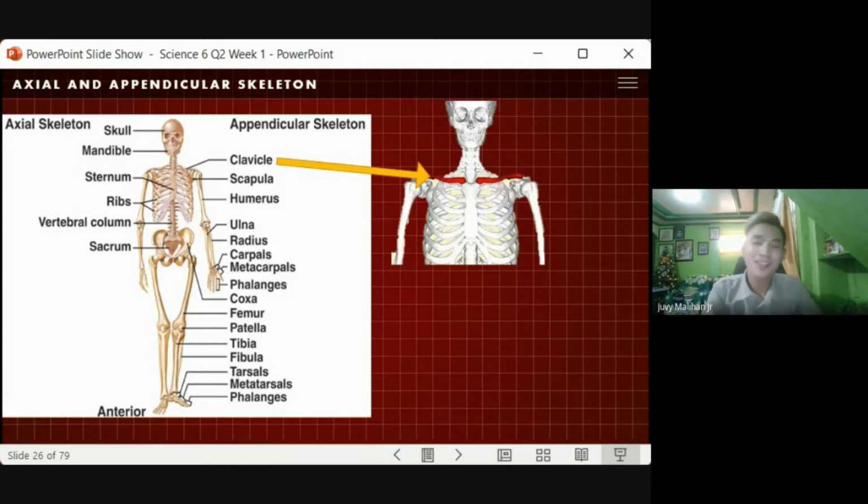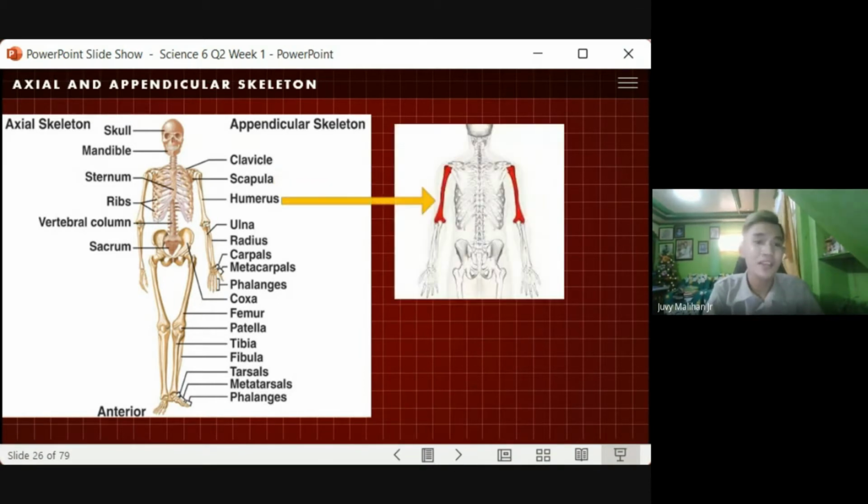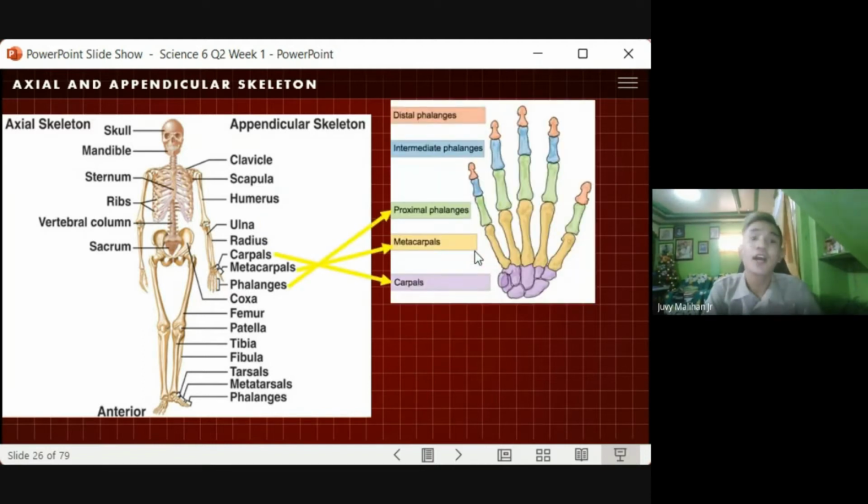Okay, next we also have the scapula. We also have the humerus. Okay, we also have the ulna and the radius. Take note, this is the ulna and this is the radius. Next, we also have the carpals, the metacarpals, and the phalanges. Okay, so this is our carpals, class. And above that are the metacarpals. Okay, and this is our phalanges.